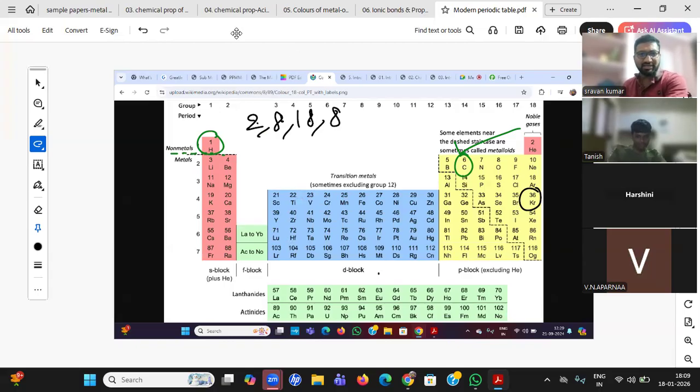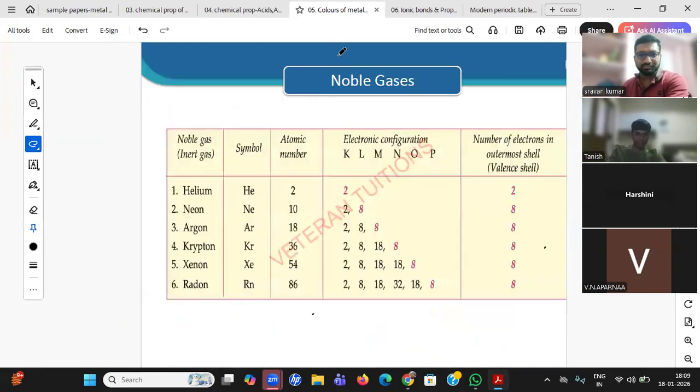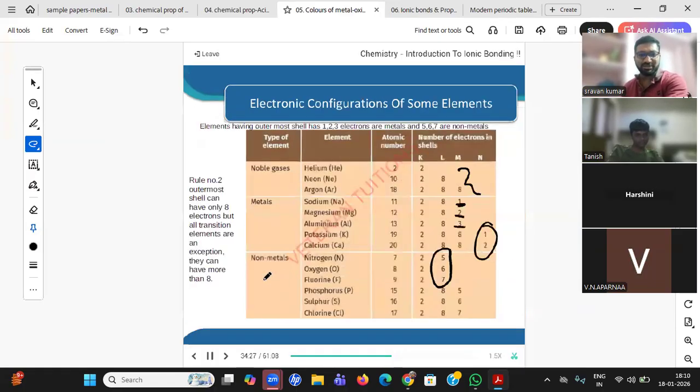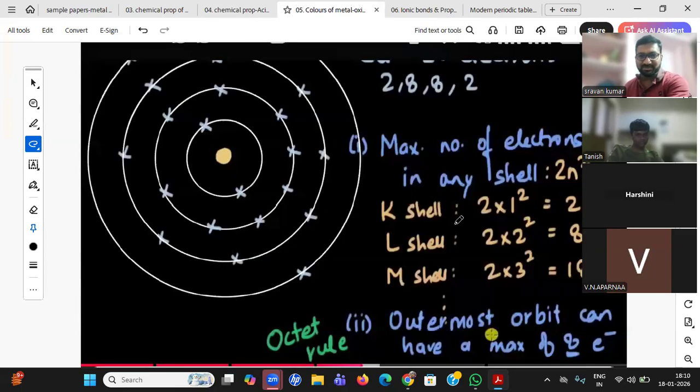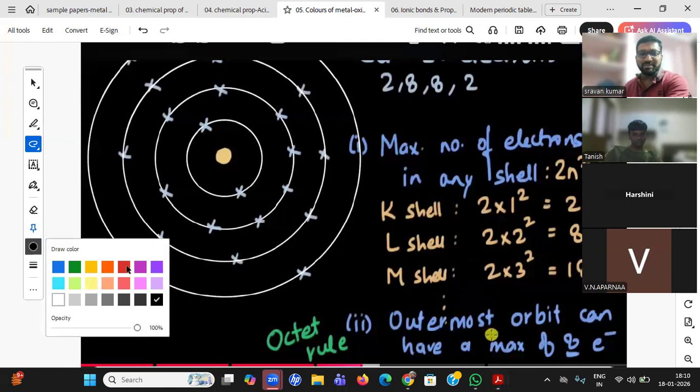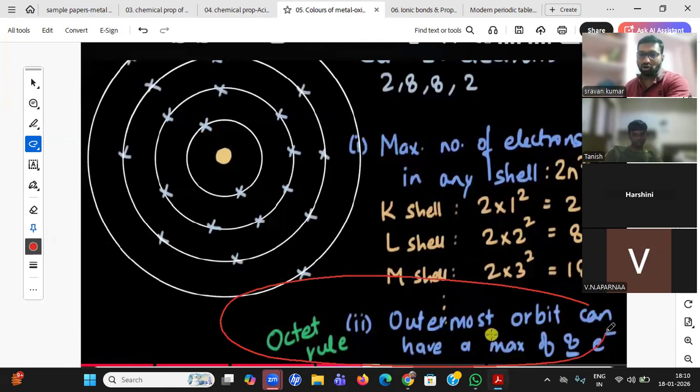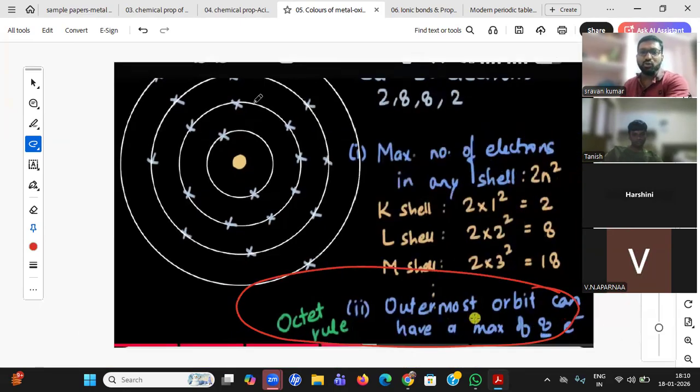Sir, but there can't be 18 electrons, right? Only 8 can be there. Yeah, so student, when you are arranging in this pattern, there is one exception. What is that exception? This is the exception. The outermost orbit can have only a maximum of 8. This is what you are asking, Harshini. Octet rule. The outermost orbit can only have 8, beta. That's all. Sir, is it only the outermost or every orbit?